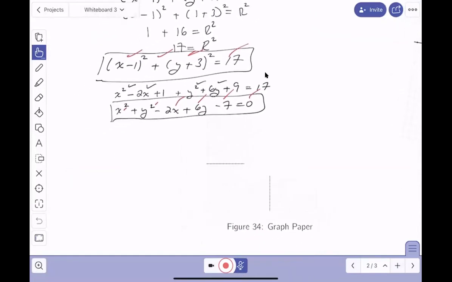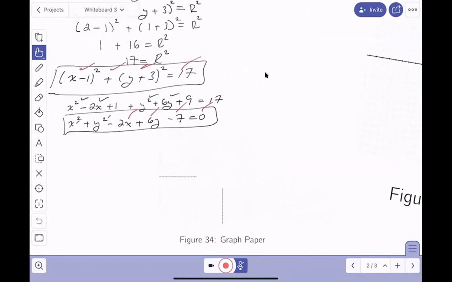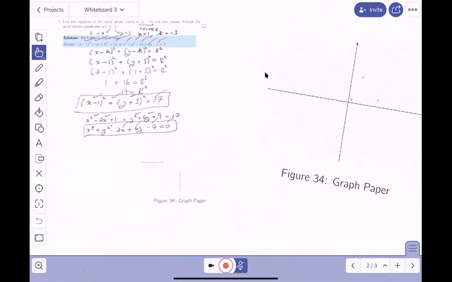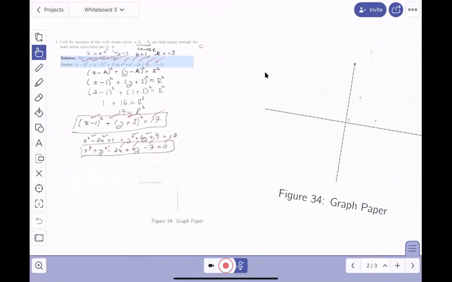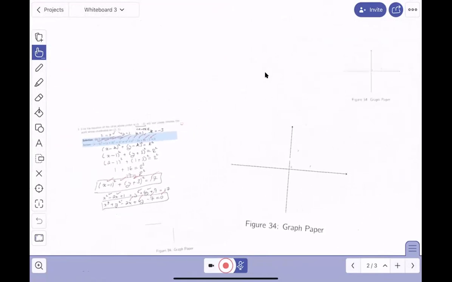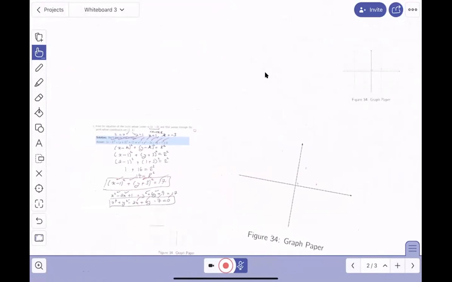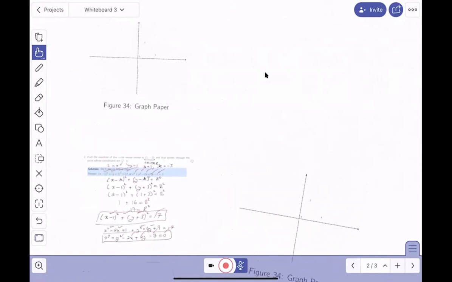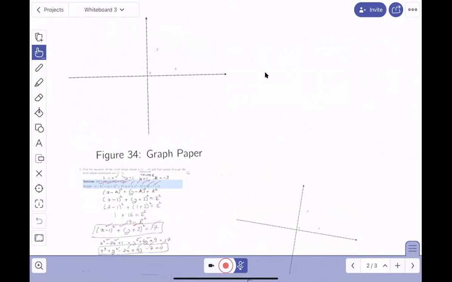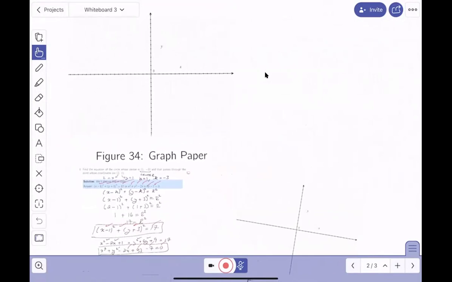Let me just see if I can... I got this all screwed up now, don't I? Let me see if I can get this unscrewed. Let me see what's going on here. I'm going to pull this piece of graph paper over and blow it up. It's tough. By the way, I know they didn't ask me to graph it, but I still want to go through the graphing of it.